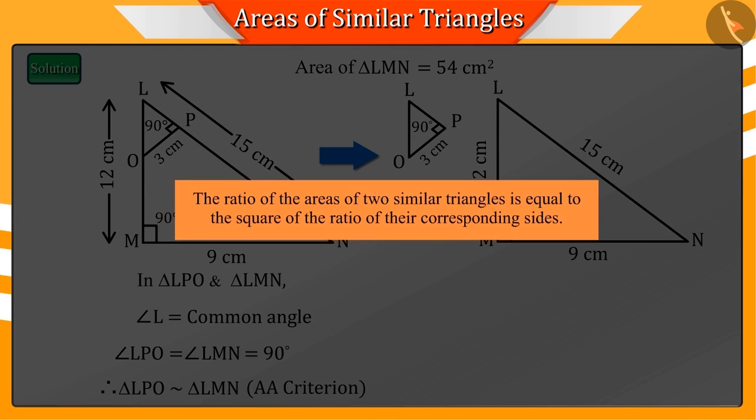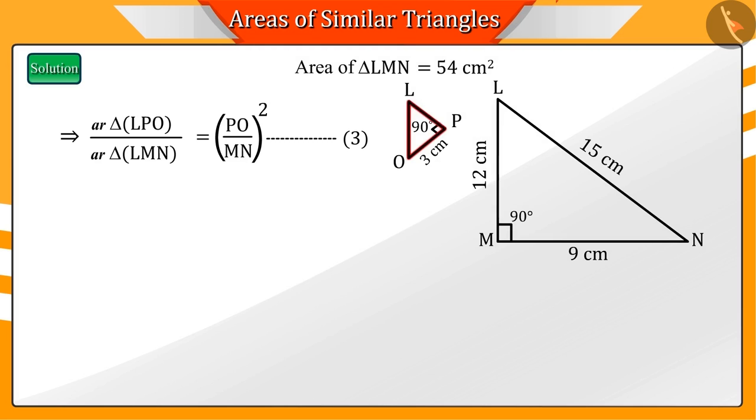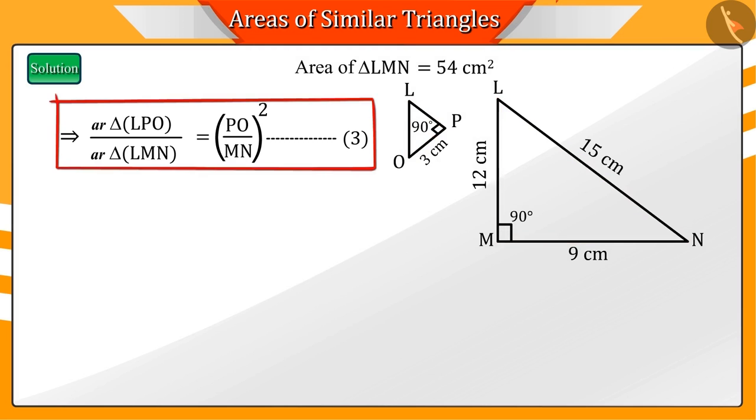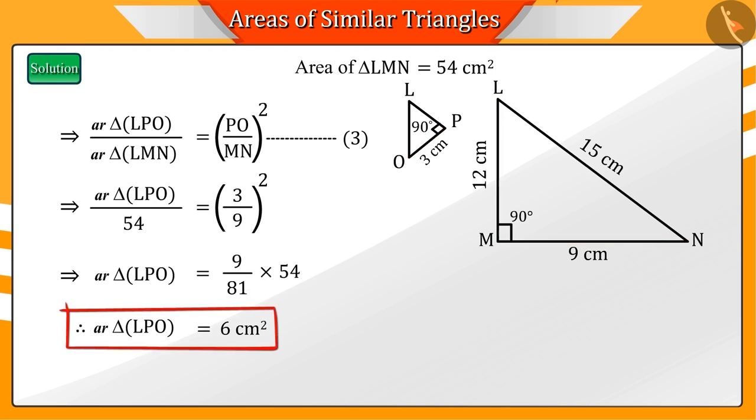We are sure you remember that the ratio of the areas of two similar triangles is equal to the square of the ratio of their corresponding sides. Hence, from the similar triangles LPO and LMN, we get the equation 3. Putting the value of the area of triangle LMN and side PO, we get the area of triangle LPO as 6 square centimeters.